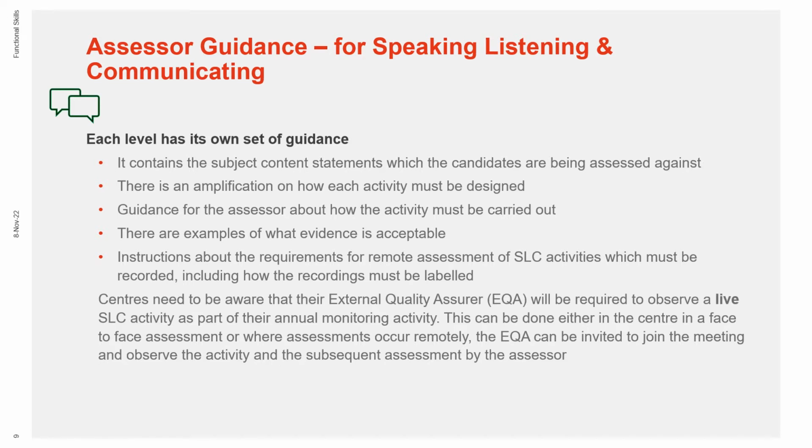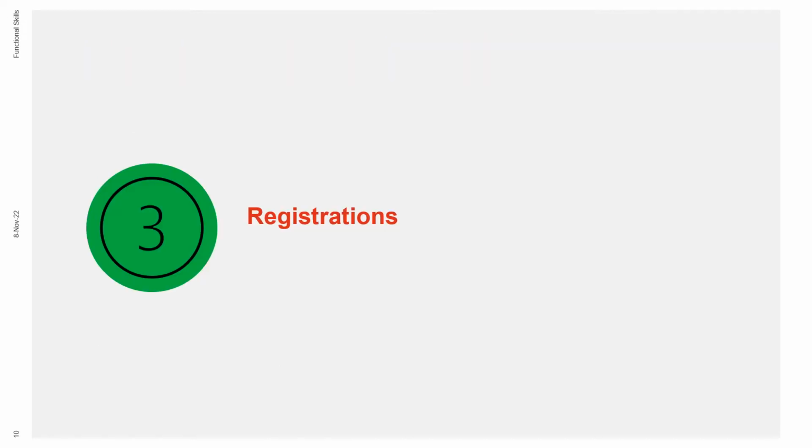Centres also need to be aware that their external quality assurer, their EQA, will be required to observe a live speaking and listening and communicating activity as part of their annual monitoring activity. This can be done either in the centre, that's a face-to-face assessment, or where assessments occur remotely. The EQA can be invited to join the meeting and observe the activity and the subsequent assessment by the assessor. It is best to discuss planning with your SLC dates with your EQA, just so you have planned for the monitoring effectively. The next step on the functional skills journey is registering learners.